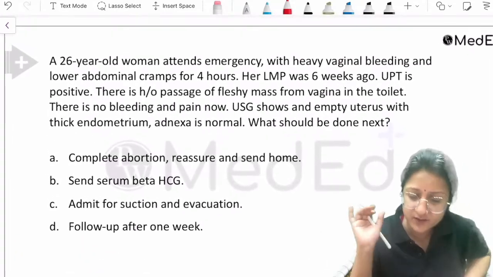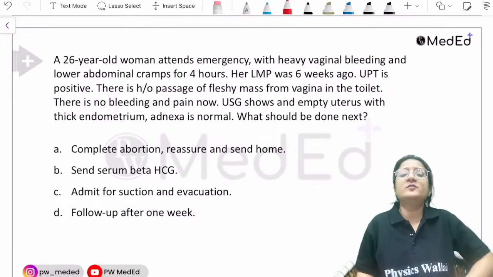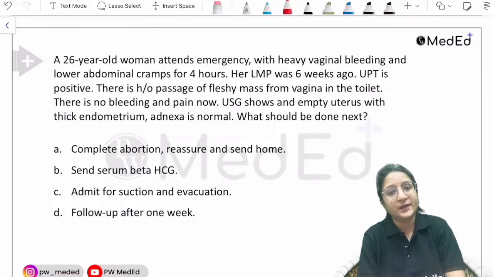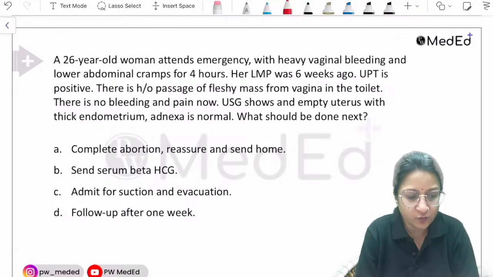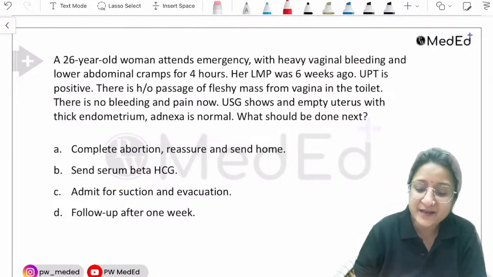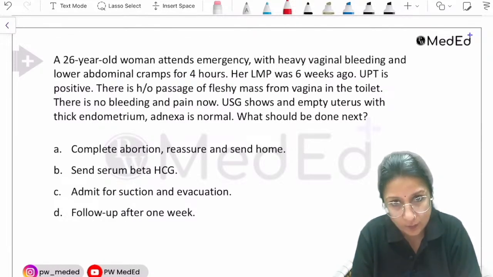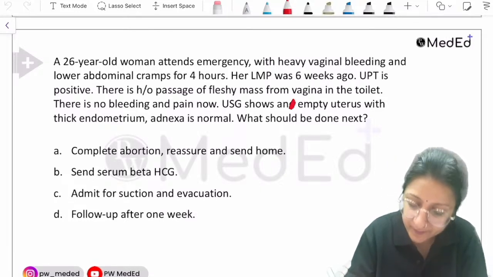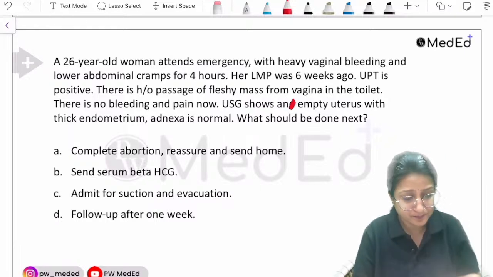Now let's have a look at this question, a very interesting question. A 26-year-old woman attends emergency with heavy vaginal bleeding and lower abdominal cramps for 4 hours. Her LMP was 6 weeks ago. UPT is positive. There is a history of passage of a fleshy mass from the vagina in the toilet. There is no bleeding and pain now. Ultrasound shows an empty uterus with thick endometrium. Adnexa is normal. What should be done next?